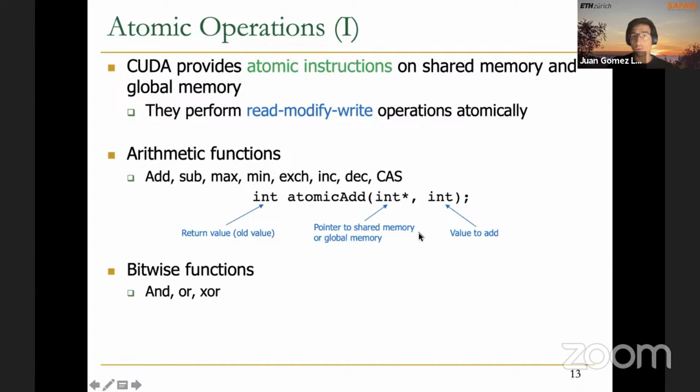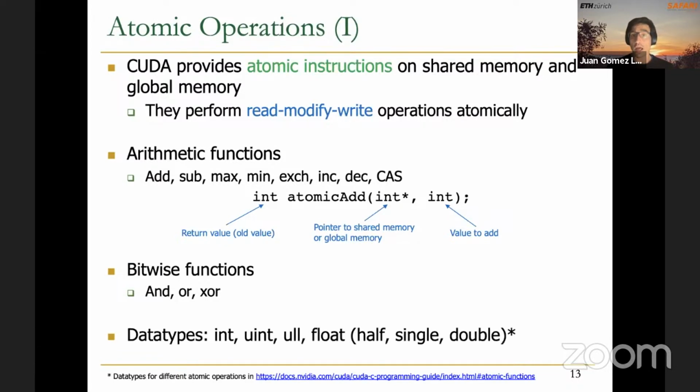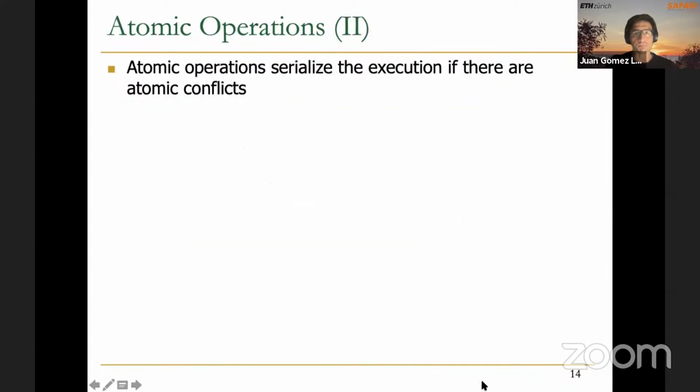Remember that there are also atomic operations for bitwise functions, AND, OR, and XOR, and different data types. Actually, the data types depend on the atomic operation as well. So if you really want to use them, I would recommend you to check what are the data types supported by different atomic operations, and you can find this in this link from the CUDA programming guide.